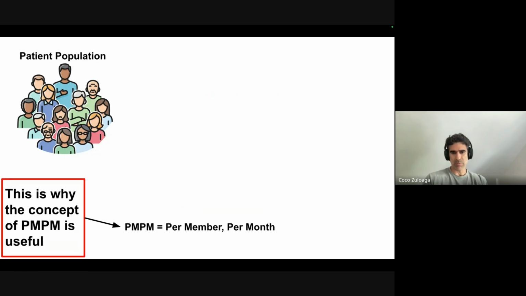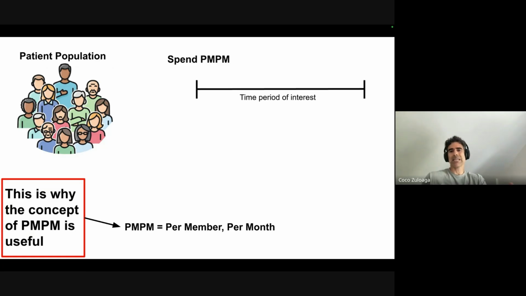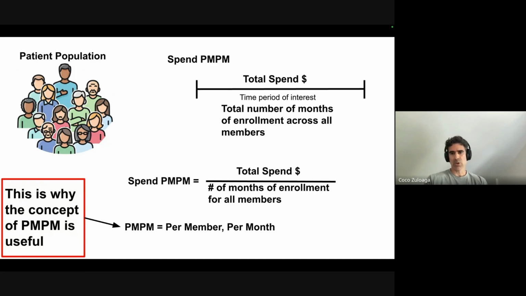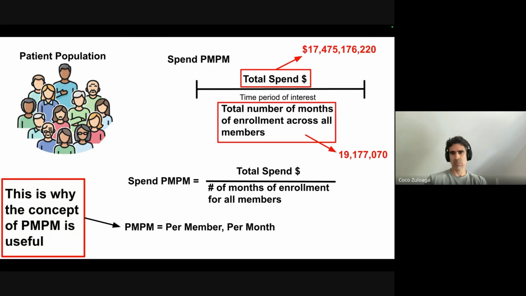I know many of you are familiar with the PMPM. It stands for per member per month. And it's completely customary in healthcare data analytics to report any metric of interest normalized on a per member per month basis because people have intuition about what that means. So for example, if you're talking about spend PMPM, what you mean is that you're looking at a time period of interest and you're looking at the total dollar spend in your population in that time period, and you're dividing that by the total number of months of enrollment across all your members in that same time period. So if you have these two numbers, the total spend and the total number of months of enrollment, you can calculate your spend per member per month.